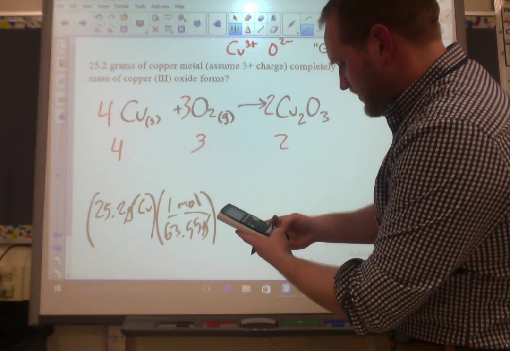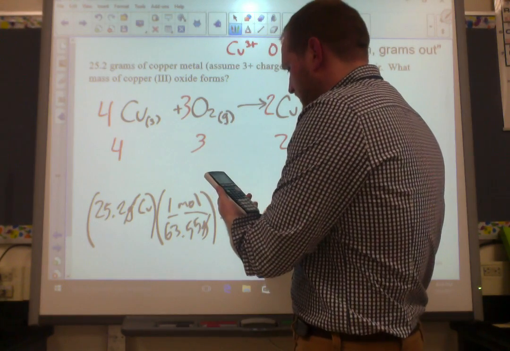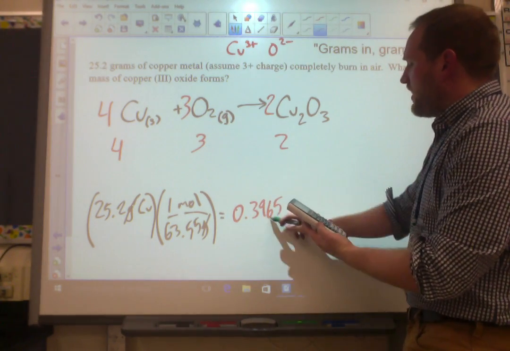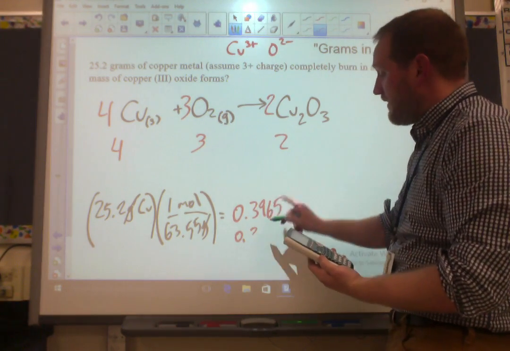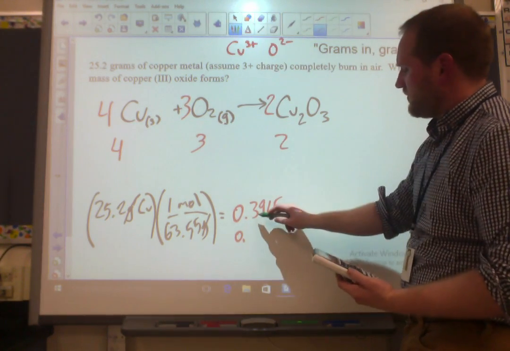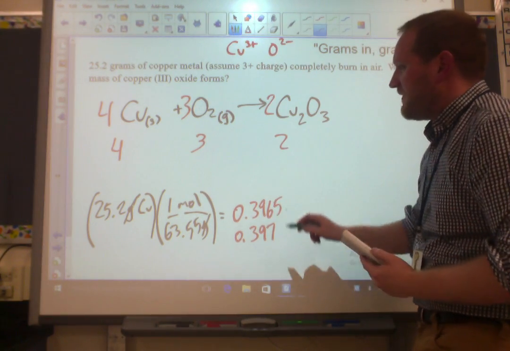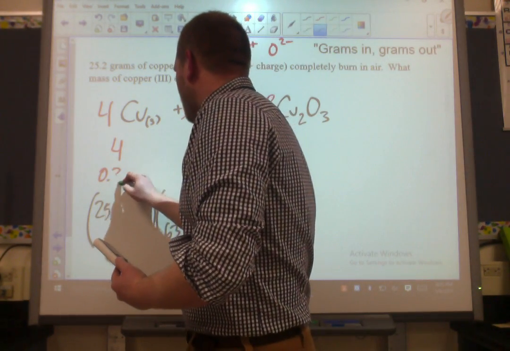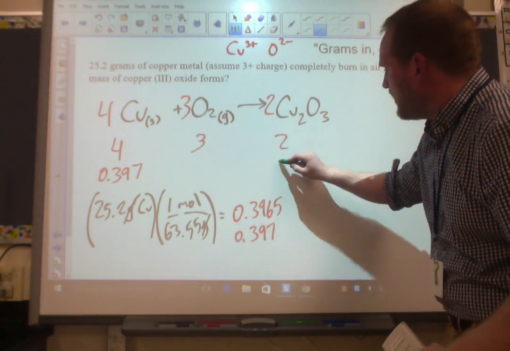25.2 divided by 63.55, and this gives me 0.3965. I'm kind of going extra sig figs here. The 5 rounds the 6 up, the 6 rounds the 9 up. I'm messing up here. 5 rounds the 6 up, but we'll stop there. 0.397. And that's moles of copper. So this number is going to go in my table. 0.397. Okay? So now that I have moles of this, I need to find moles of X.